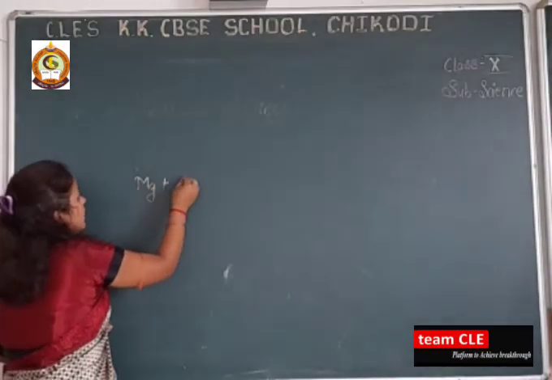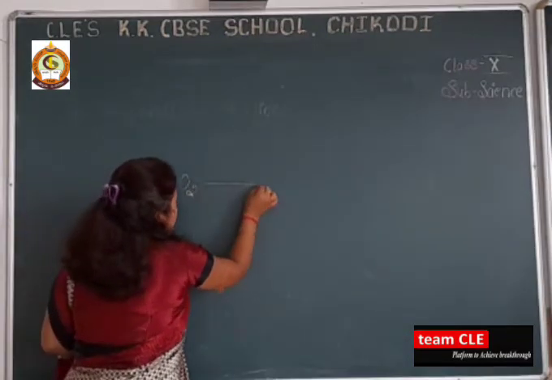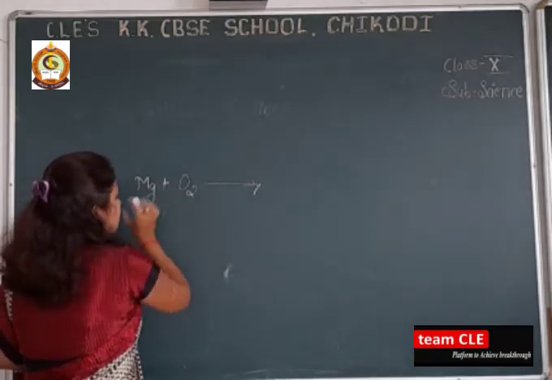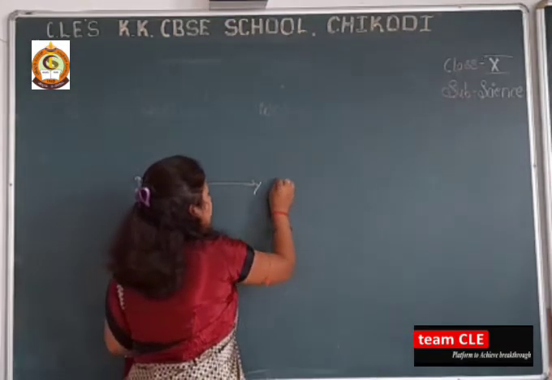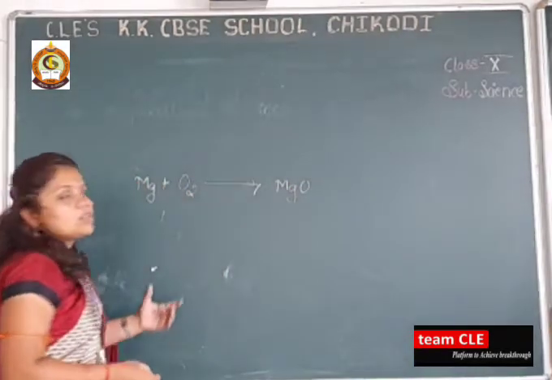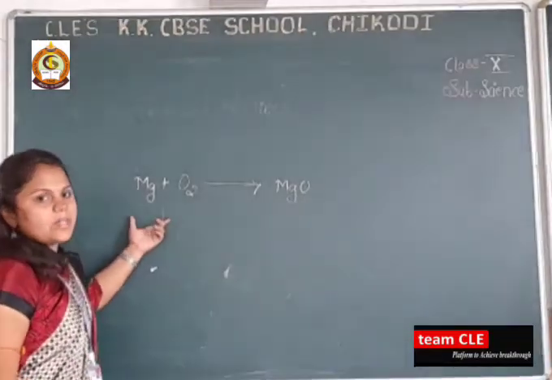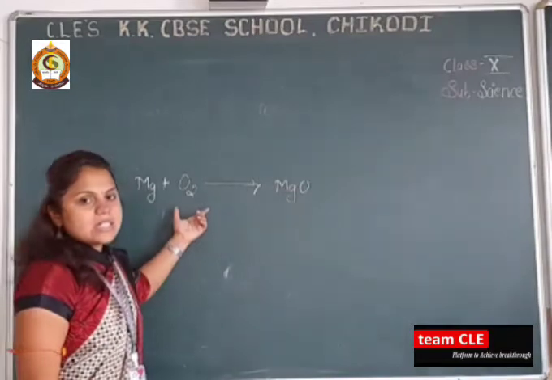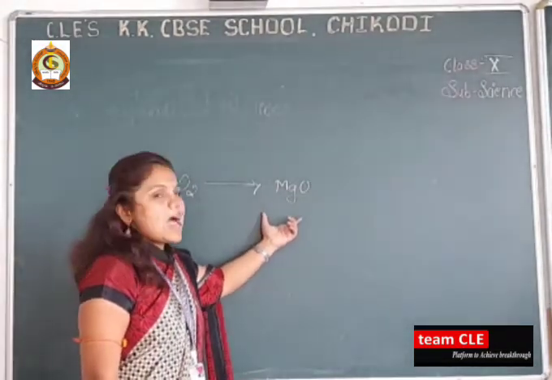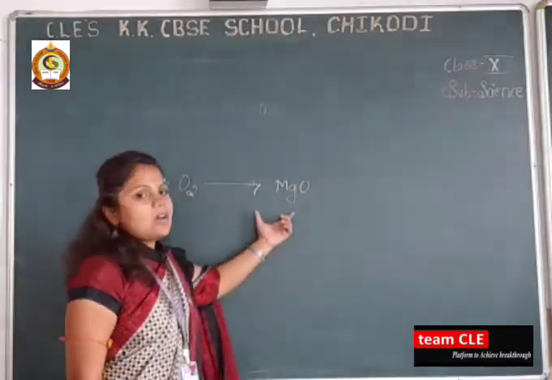Magnesium plus oxygen. When the magnesium ribbon is burned in the oxygen, it is converted into magnesium oxide. So dear students, the magnesium which was in ribbon form, that is the solid form, when it burns in the oxygen, it forms a powder, the ash powder, grey color powder. So here you can observe the formation.